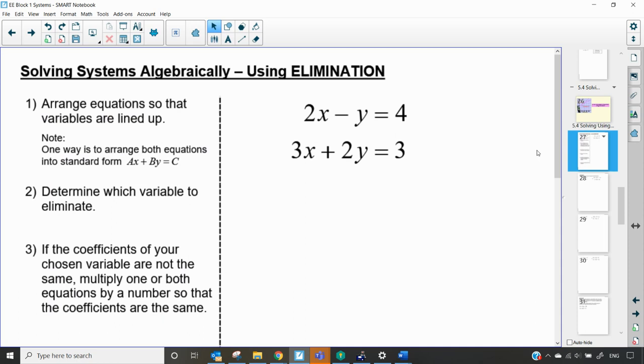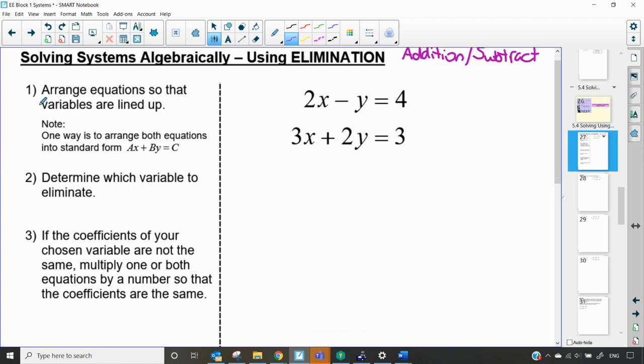The method elimination is often also referred to as addition or subtraction, and as we get into it you'll understand in a minute. If you ever hear the method referred to as using addition or subtraction, that's the same as elimination. When we're doing elimination, the ultimate goal is to eliminate a variable or make it disappear. By eliminating one variable, we can solve for the other variable, and then once we know one variable, we can go back and solve for the other one.